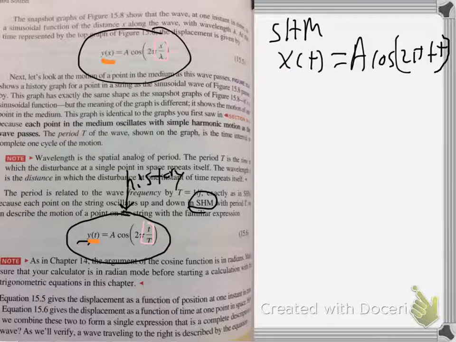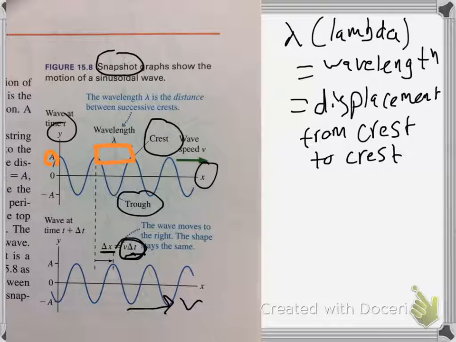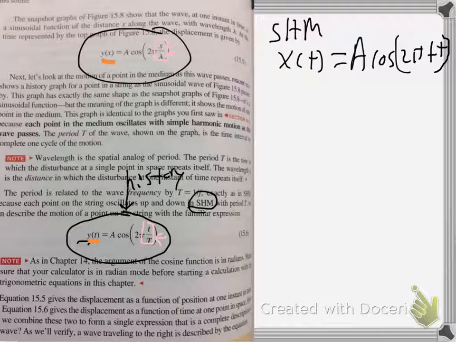So remember, when we looked at those graphs, wavelength and period represent the same part of the wave from crest to crest. T represents the current time, x represents the current position. So mathematically, these are essentially describing the same thing here.